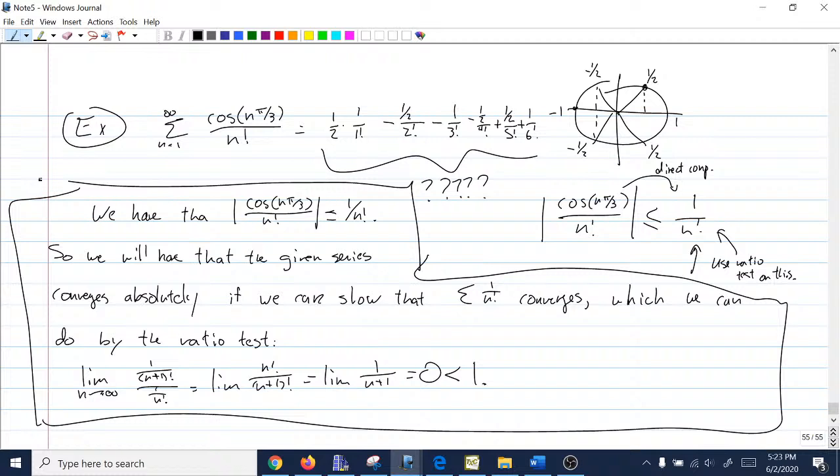Are there any hypotheses about the ratio test I should have shown? No, the ratio test works on any series. I don't even need it to have positive terms. I guess maybe I should have had absolute values on this as the technical statement of the ratio test, but everything inside is positive, so those absolute values don't matter. Yeah.